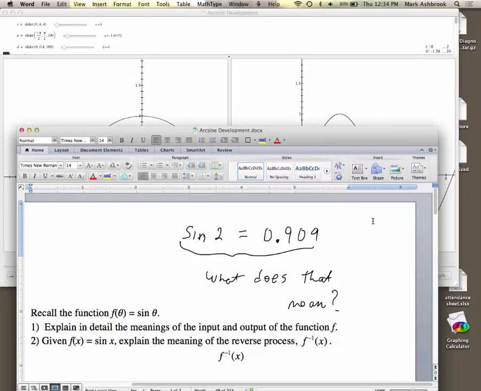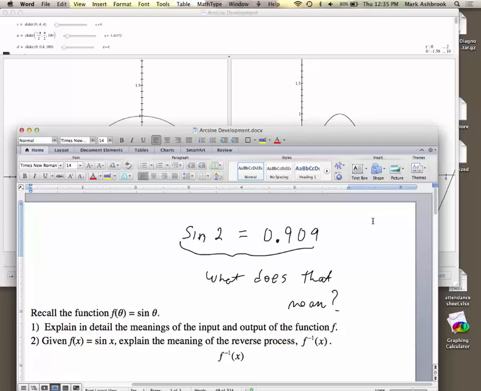Okay, let's see how we did. How about Megan? What does sine of 2 equals 0.909 mean? Which is the angle measure? 0.909 is the angle measure. And then, so what is the 2? The radians. Hassan, what do you think about that?